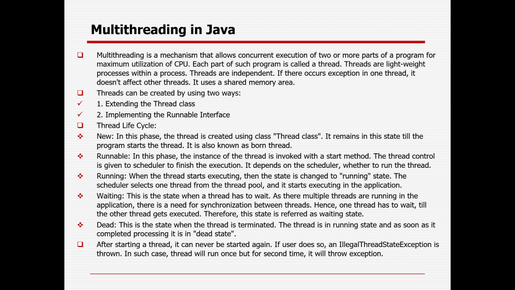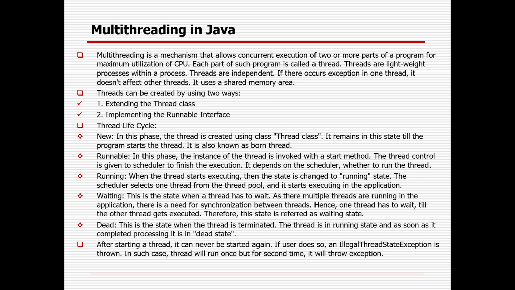So multi-threading is a mechanism that allows concurrent execution of two or more parts of a program for maximum utilization of CPU. Each part of such a program is called a thread. Threads are lightweight processes within a process. Threads are independent. If an exception occurs in one thread, it does not affect the other threads. It uses a shared memory area. A thread can be created in two ways, either by extending the Thread class or implementing the Runnable interface. The life cycle of the thread: new, runnable, running, waiting, and dead.